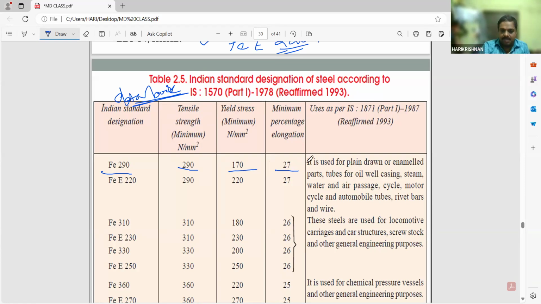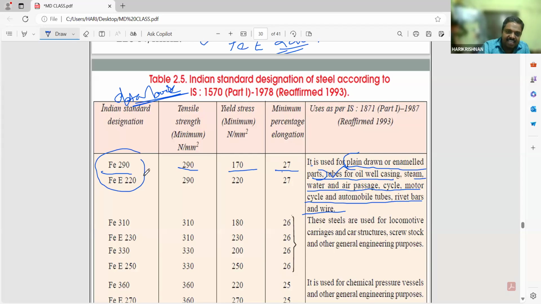Fe290 is plain drawn or enameled. Parts of tubes or oil well casing, steam water, air passage, cycle, motorcycle, automobile tubes, rivet bars, and wires. This is what they are used for. That means they are used for plain drawn or enameled parts. Okay, that is the use of this Fe290.